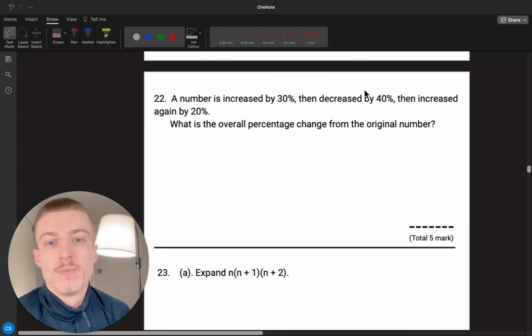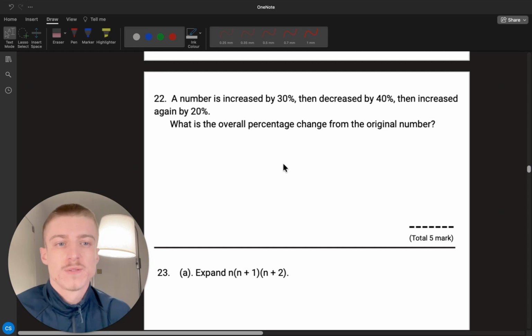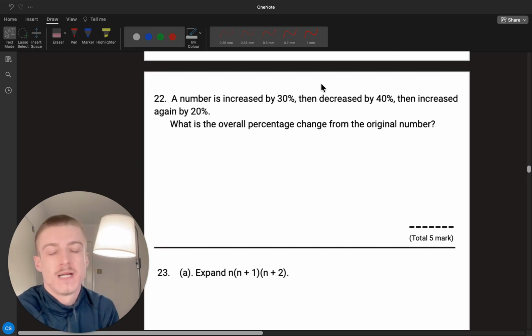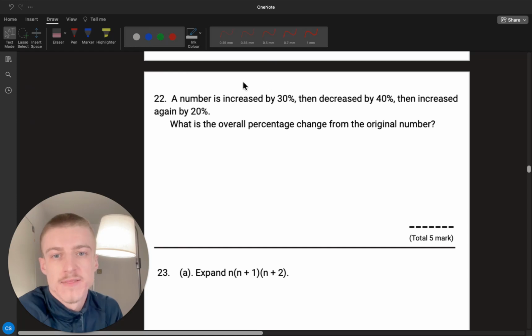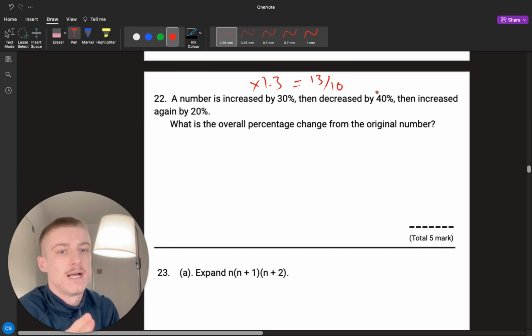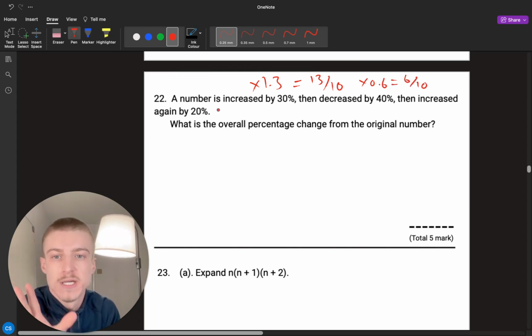Question 22. A number is increased by 30%, decreased by 40%, and then increased again by 20%. What is the overall percentage change from the original number? So we can work in decimals with percentage multipliers, but I would prefer to work in fractions. Increasing by 30% is the same as multiplying by 1.3. 1.3 as a fraction is 13 over 10. Decreasing by 40% is the same as multiplying by 0.6, a fraction of 6 over 10. And increasing by 20% is times 1.2. As a fraction is 12 over 10.